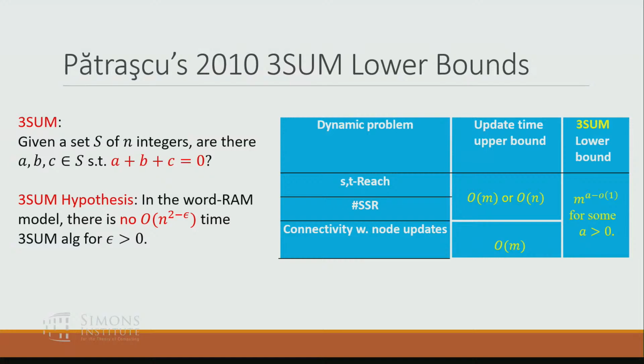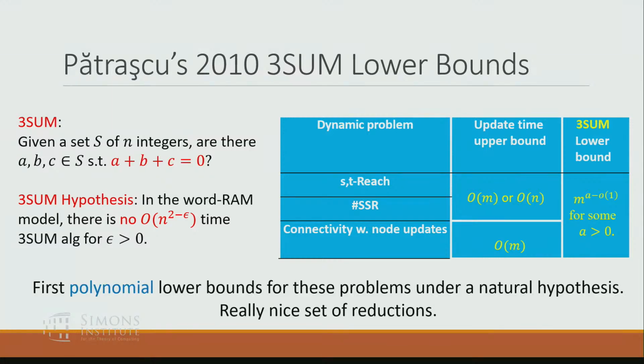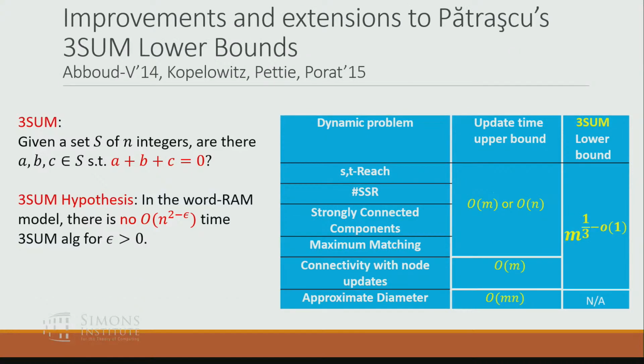And this is really good. It gave the first conditional polynomial lower bounds for problems like these under a natural hypothesis. It's a very nice set of reductions too. So then you wonder, this is m to the 1 and this is m to the a. Why can't a be 1? So then we tried to make a 1.